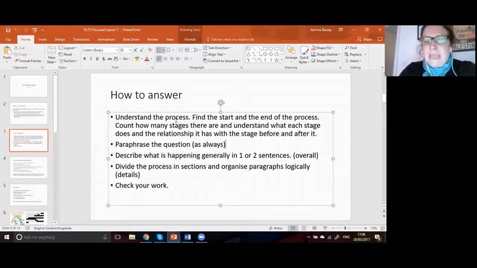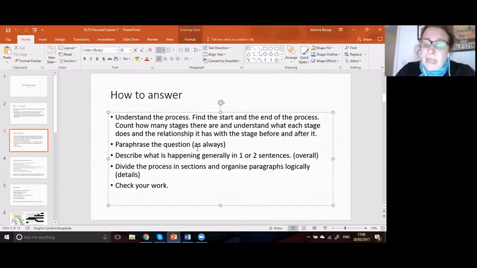it follows again the other task one structures. Okay, so really task one structure is the same, although you're doing different things in the writing. The structure is always the same. So you paraphrase the question. You write 1 or 2 sentences to say what is happening overall, and then you divide it into sections or stages and give the details. They're very similar in structure to all the other task ones.